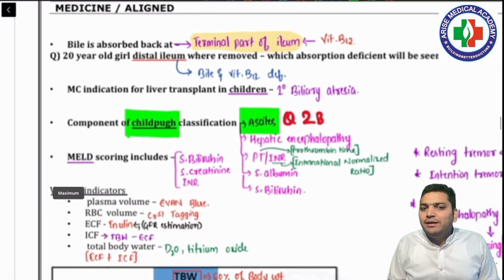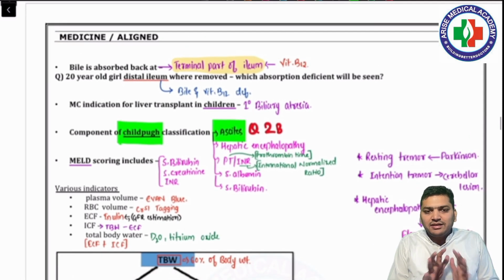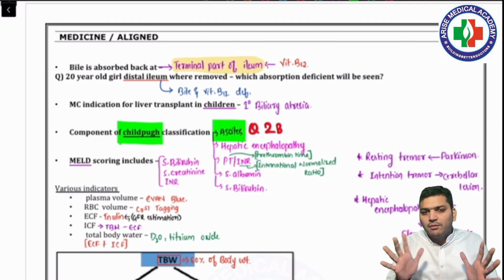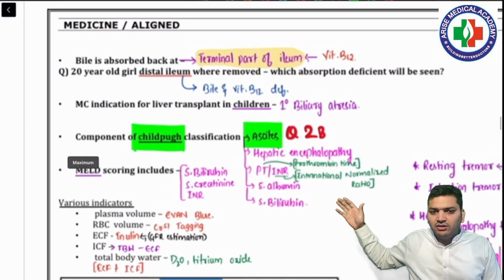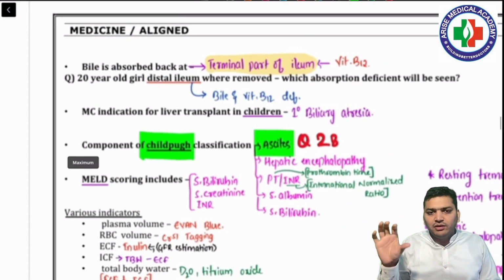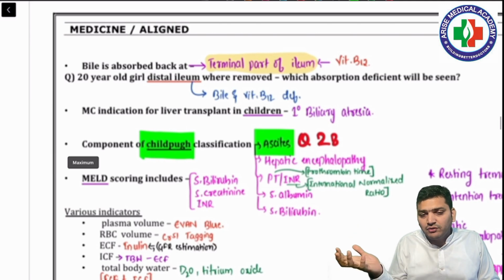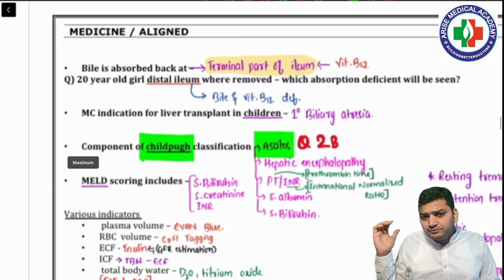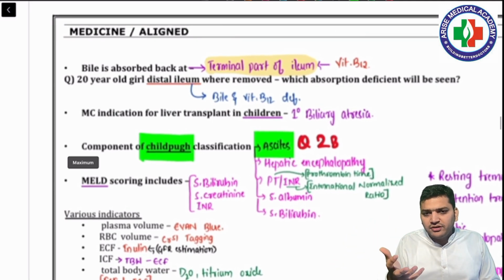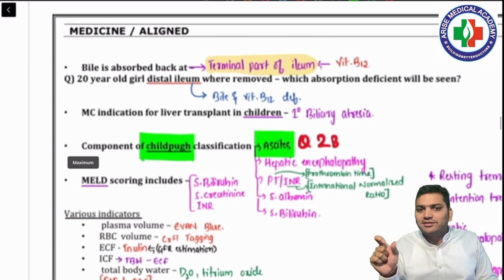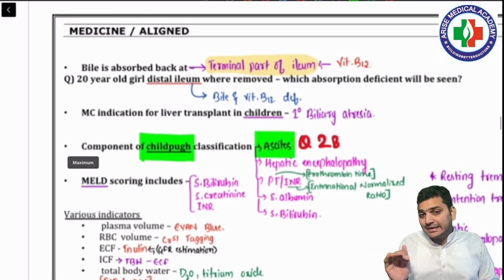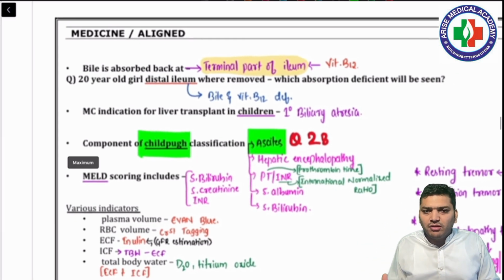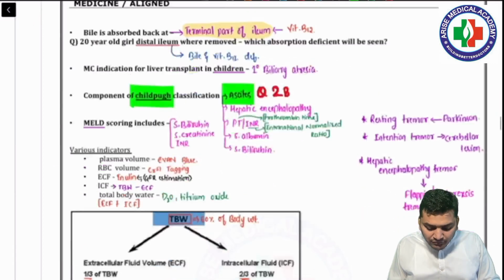Then there was the Child-Pugh criteria, where they asked which of the following is a component of the Child-Pugh criteria. Big options were there, and you had to find out in which of the following all the 5 components were provided. Most of the students were able to answer this because they knew that Child-Pugh has ascites in it, and there was only one option which was mentioning ascites as a component. So based on that, they figured out the answer.